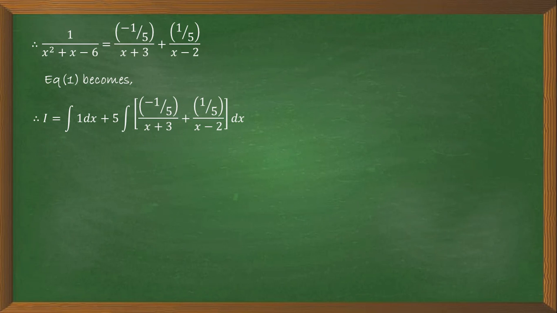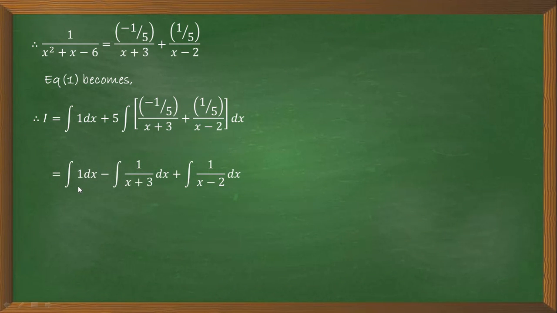Okay, so 1 upon x square plus x minus 6 is converted to minus 1 upon 5 upon x plus 3 plus 1 upon 5 upon x minus 2. Now equation number 1 becomes, okay, we get like this: I is equal to integration of 1 dx plus 5 into integration of, now we will evaluate the integration, that is minus 1 upon 5 upon x plus 3 plus 1 upon 5 upon x minus 2 dx.